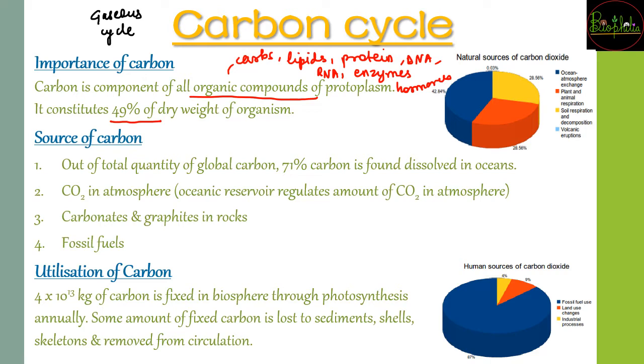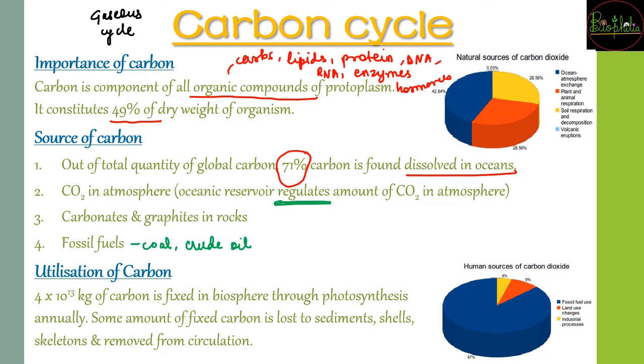So from where is this carbon going to come? First of all, the major one, that is 71% of it, is found dissolved in oceans, and these oceans are the reservoir which regulates the amount of CO2, that is carbon dioxide, in the atmosphere. Another source of carbon can be the carbonate and graphite rocks and even the fossil fuels. So in fossil fuels, like coal, like petroleum, not petroleum exactly, but you can say crude oil. So these all are sources of carbon.